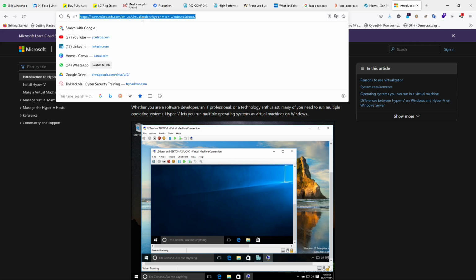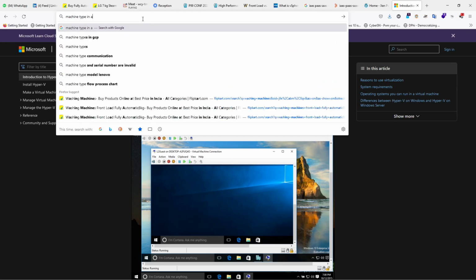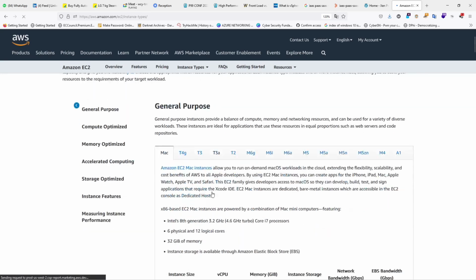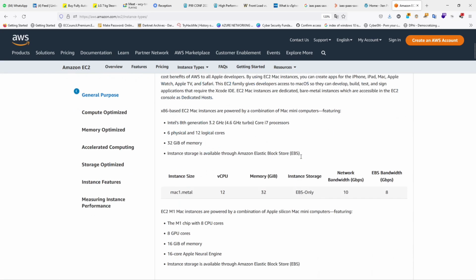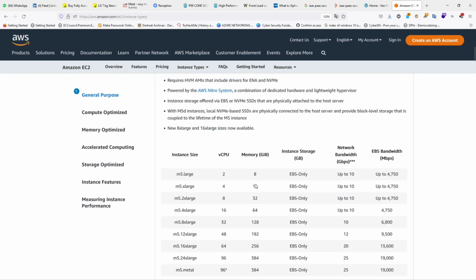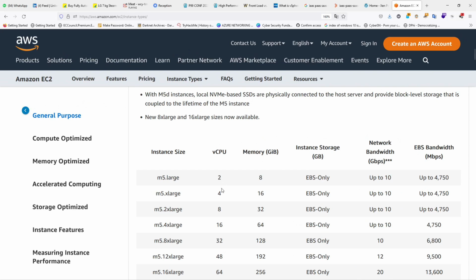If I choose the machine type, these are the full family instance types. So different ones like T4, T. Every family has its own dedicated resources, like 12 core CPU, 32 GB RAM. If you go with M5, this is the full series: CPU 2 core, 8 GB RAM. How much storage you can provide, and up to how much network bandwidth, like Mbps speed.